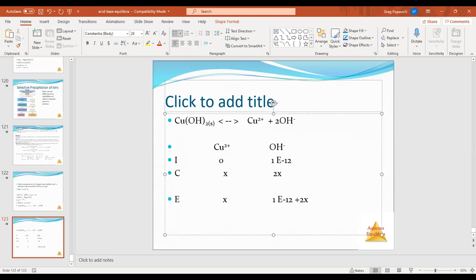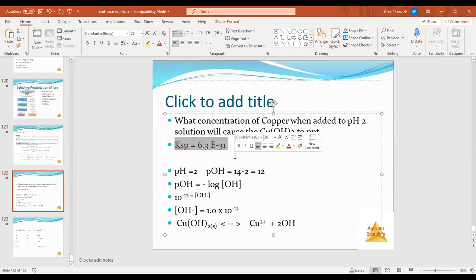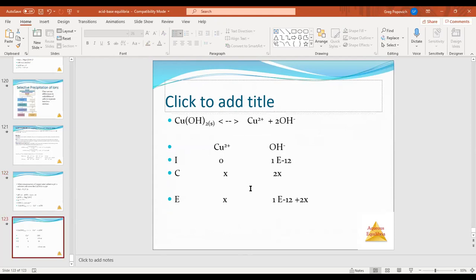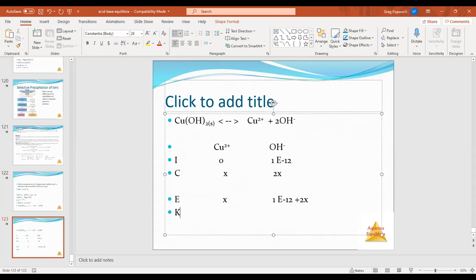Now, am I producing much OH from copper hydroxide? I'm getting crickets. Anybody still out there? No. I'm not producing much, so I can literally take this 2x that forms and throw it away. I know what my equilibrium, my Ksp, is. My Ksp is going to be equal to x times 1e to the negative 12th quantity squared. My Ksp is going to be 6.3e to the minus 31st.